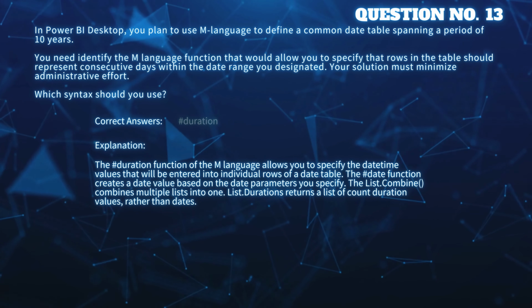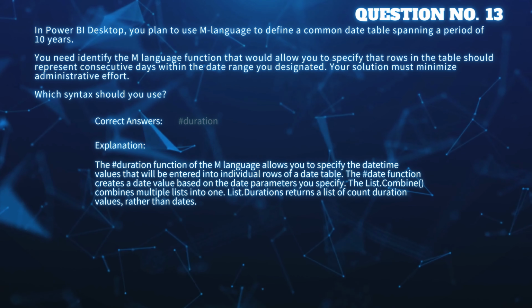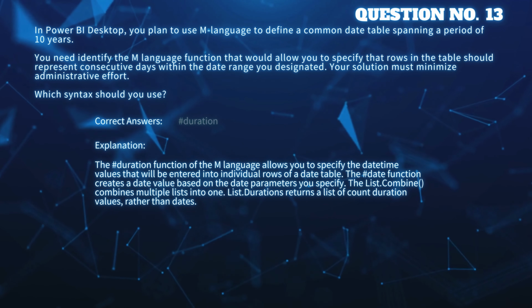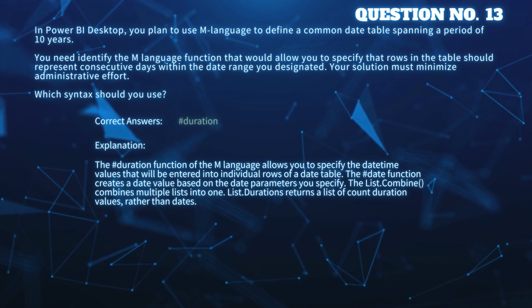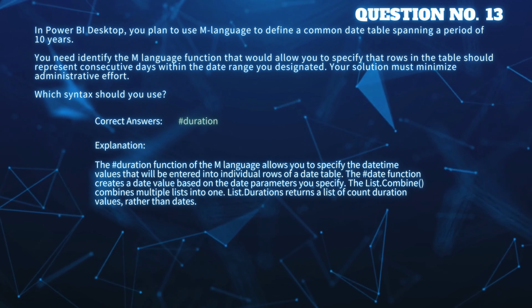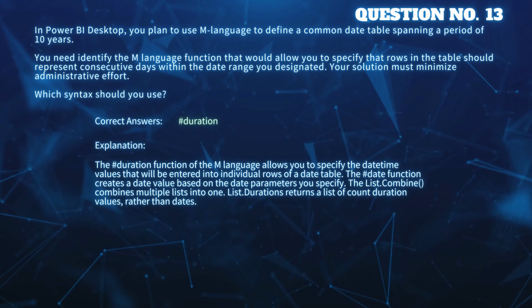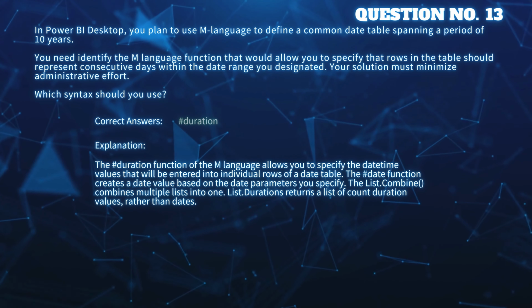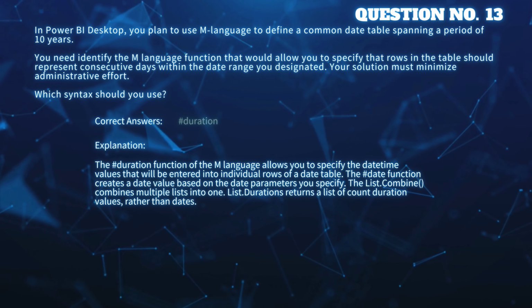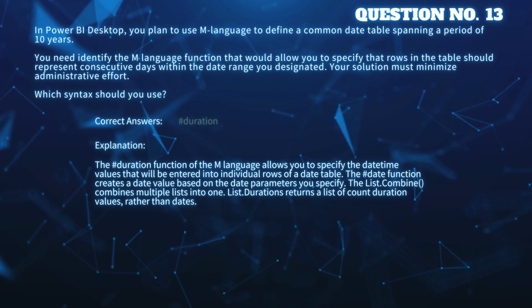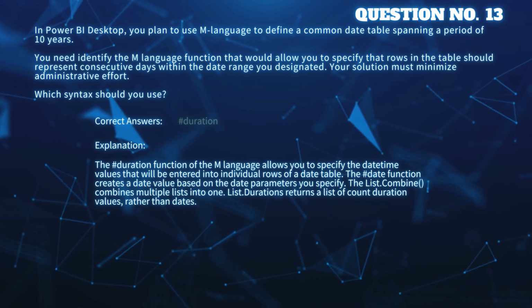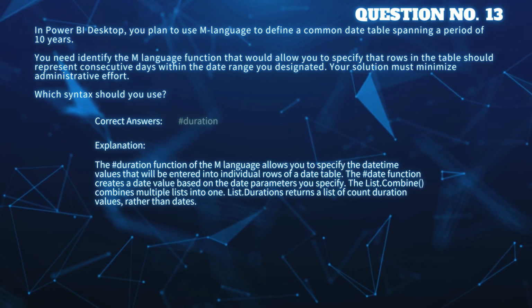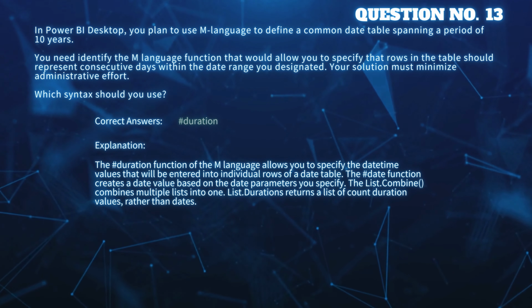Correct answer: #duration. Explanation: the #duration function of the M-language allows you to specify the datetime values that will be entered into individual rows of a date table. The #date function creates a date value based on the date parameters you specify. List.Combine combines multiple lists into one. List.Durations returns a list of count duration values, rather than dates.